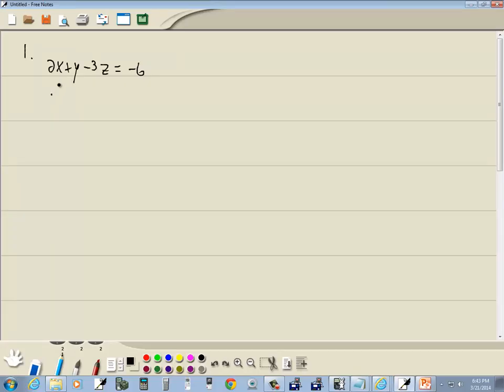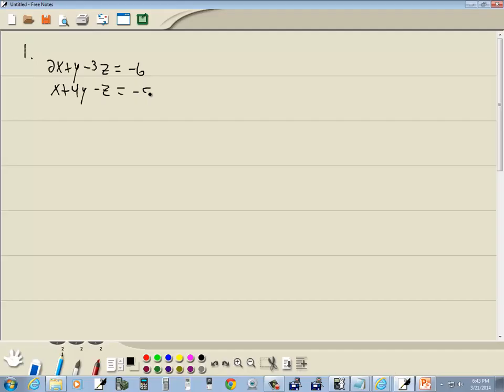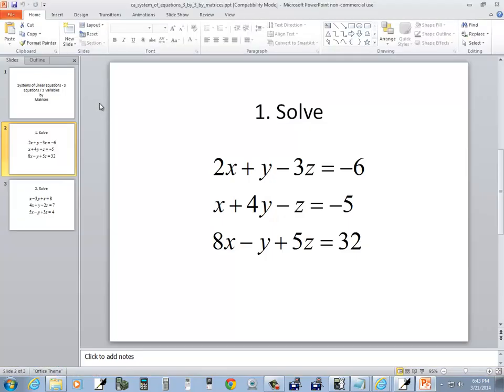x plus 4y minus z is equal to negative 5. 8x minus y plus 5z is equal to 32. Now, in order for this process to work, let me double check all of my numbers.